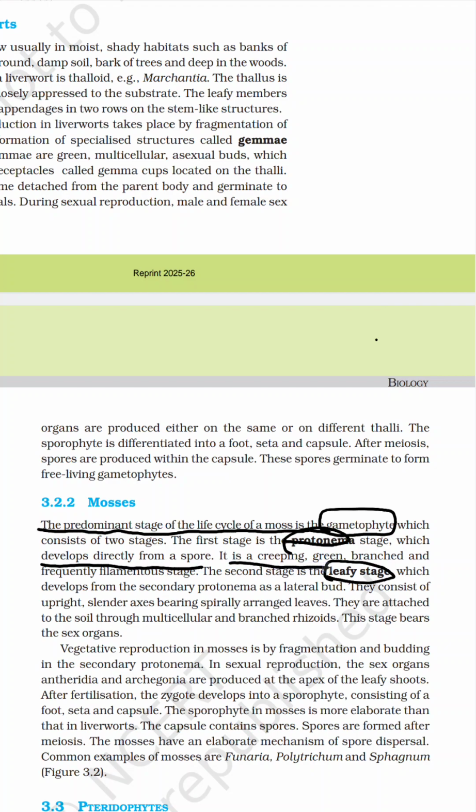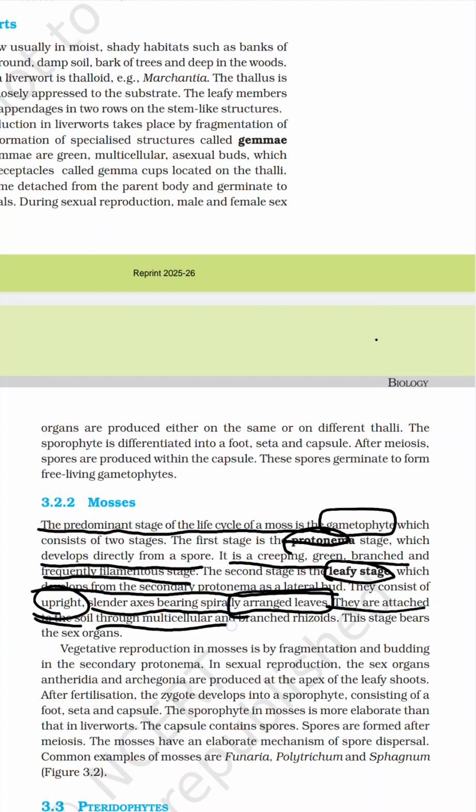It is a creeping, green, branched and frequently filamentous stage. And the second stage is the leafy stage. It develops from the secondary protonema as a lateral bud. They consist of the upright, slender axis bearing spirally arranged leaves. They are attached to the soil through multicellular and branched rhizoids. This stage bears the sex organs.